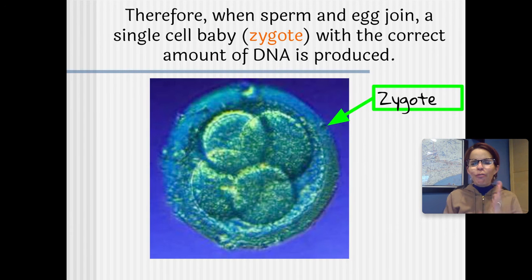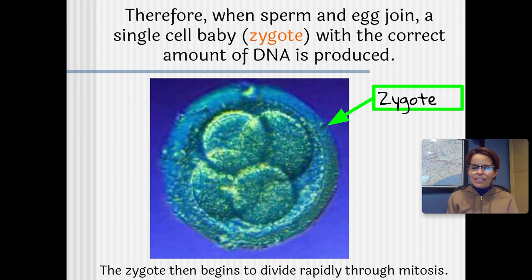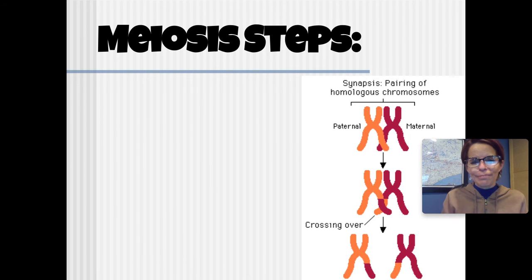Moving on. Therefore, when sperm and egg join, a single-celled baby forms, and that's called a zygote. Not an embryo yet. That's a little bit later in development. And it should have the correct amount of DNA because we had 23 chromosomes and 23 chromosomes. So you make a baby with 46 chromosomes. The zygote then begins to divide rapidly through mitosis. So now the cells start to divide, and it's just identical division. And so all of the cells after this point are going to have 46 chromosomes in them.